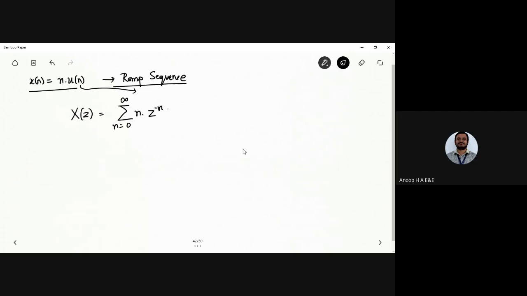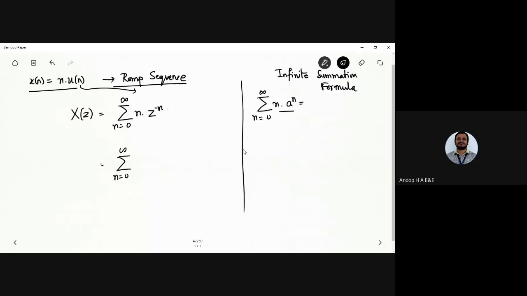So how can I write this in terms of the infinite summation formula? Can anyone recall? I can write it as n into a power n. You can just make a note of it: infinite summation formula, n into a power n. So I need to express it like this: sigma n equal to 0 to infinity n times z power minus 1 whole power n. So this is a here.